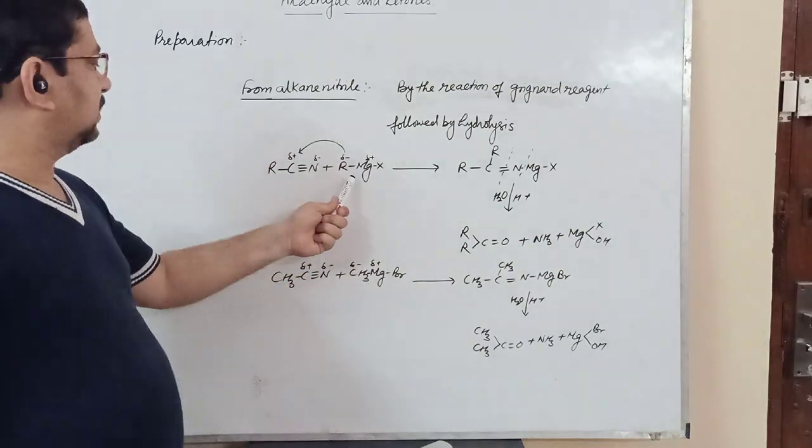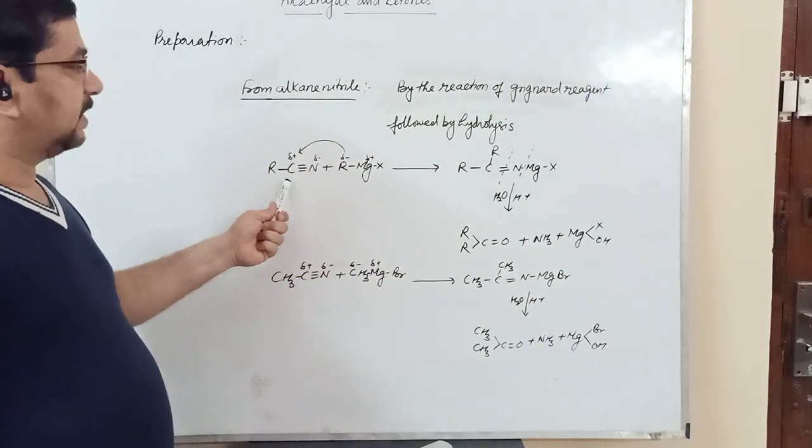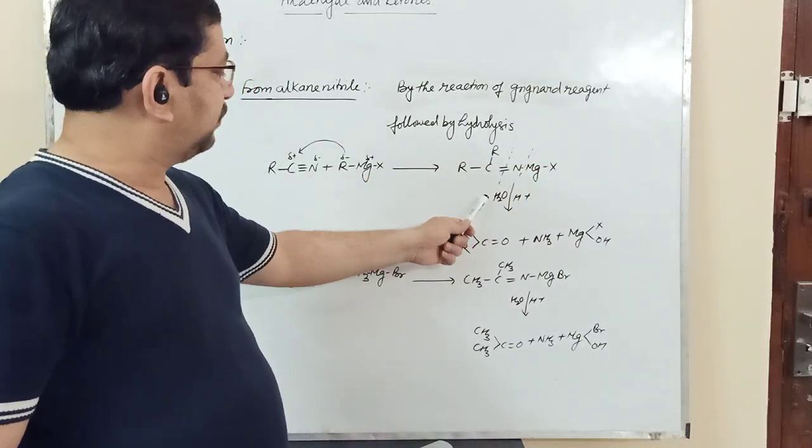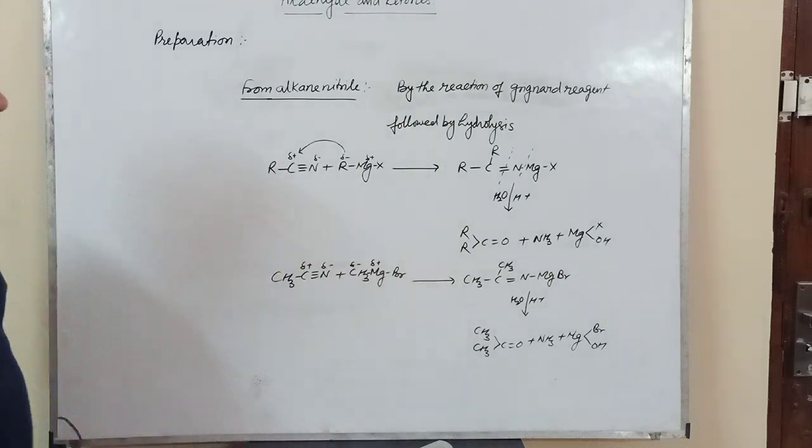First, the addition reaction of Grignard reagent and alkyl nitrile is done. Then it gives the reaction intermediate, which on hydrolysis gives the ketone.